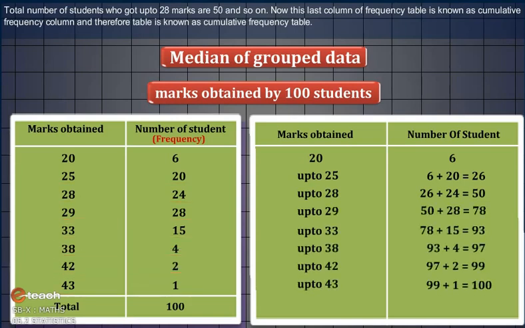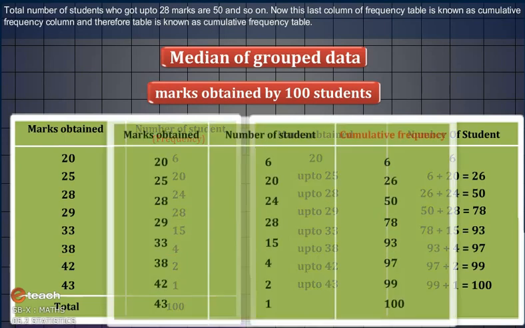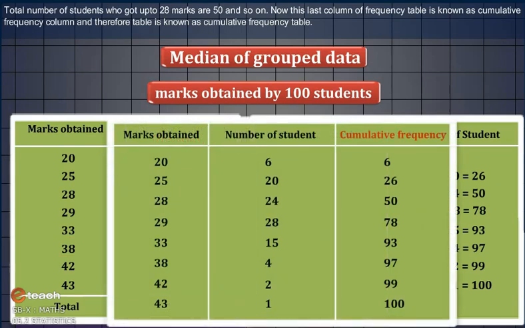Now, this last column of the frequency table is known as the cumulative frequency column, and therefore the table is known as a cumulative frequency table.